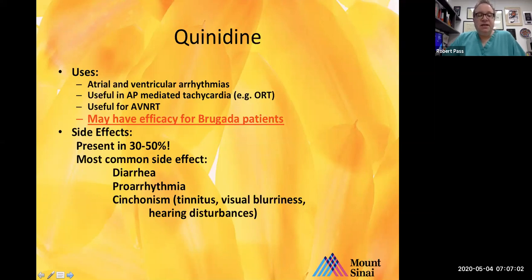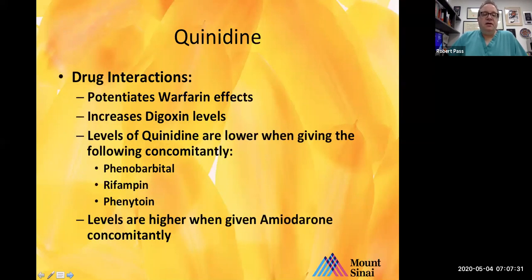And cinchonism is common in quinidine, and cinchonism is a term used to denote all of these neurological issues such as tinnitus, visual blurriness, and hearing disturbances. And tinnitus is the one thing, at least when I took my boards 23 years ago, that was asked very commonly. Even though 23 years ago we never used quinidine, tinnitus was apparently a very, very common side effect of quinidine.